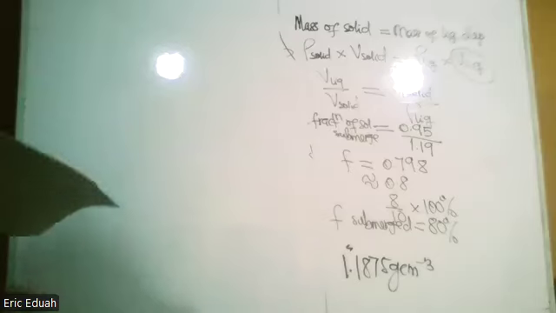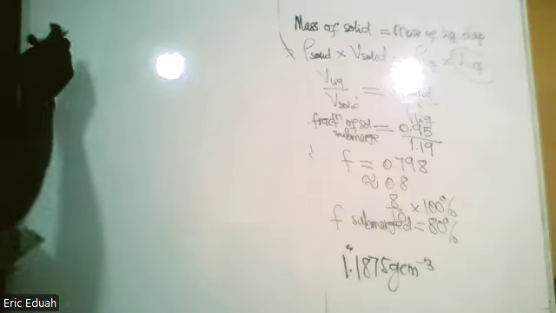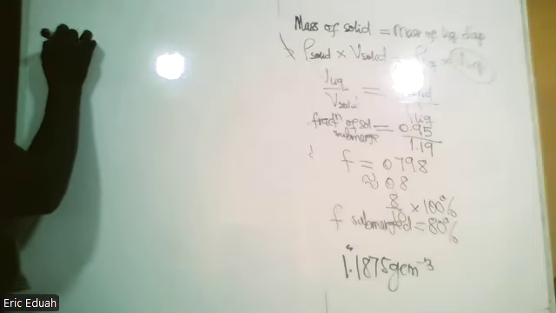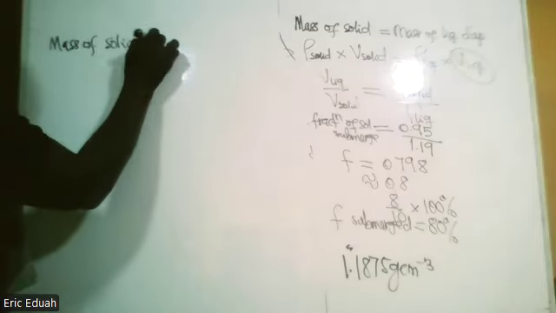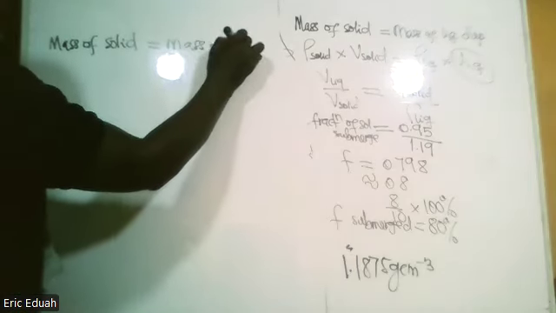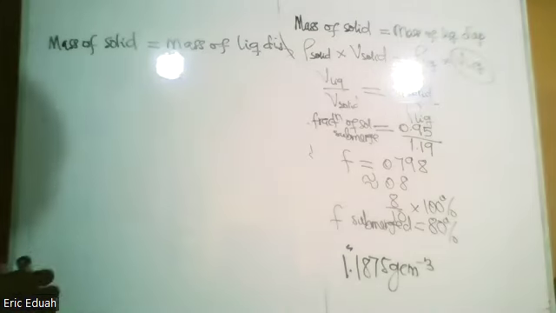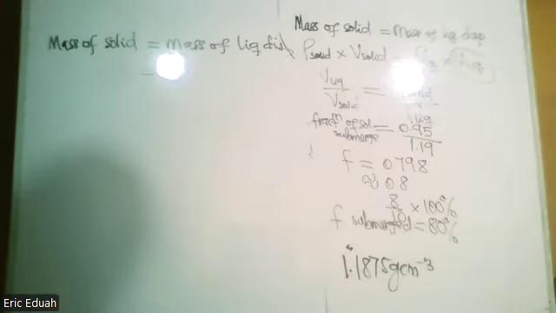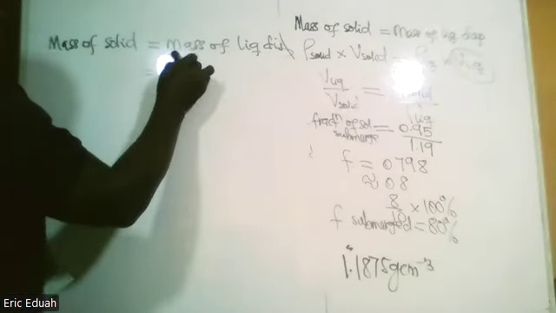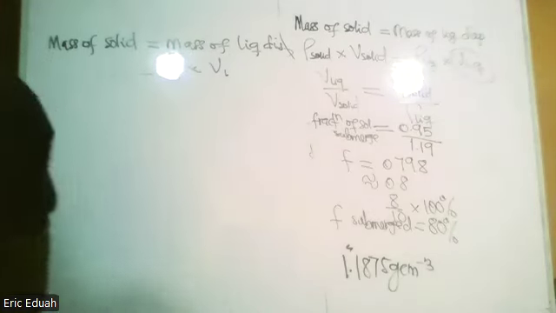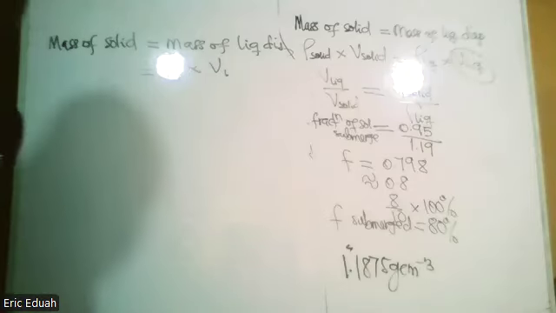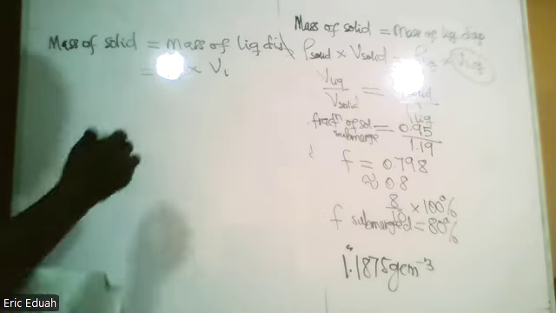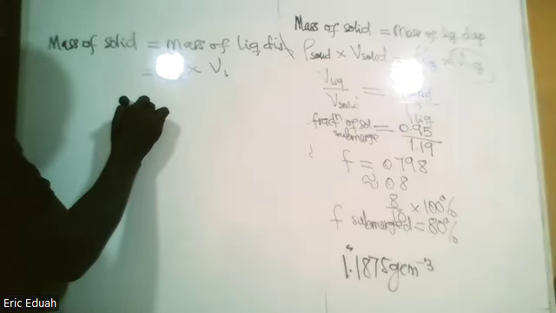So we are told it floats. The first thing is the mass of the solid, because it equals the mass of liquid displaced. Density of solid times volume of solid equals density of liquid times volume of liquid displaced. Then we are told that 1/5 of its volume is exposed. So 1 out of 5 of its volume is exposed.